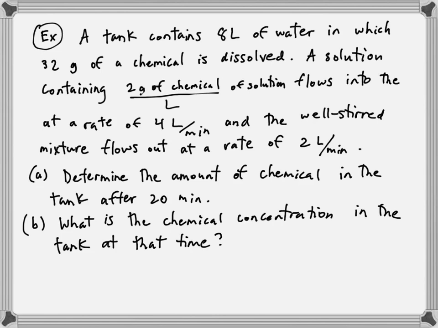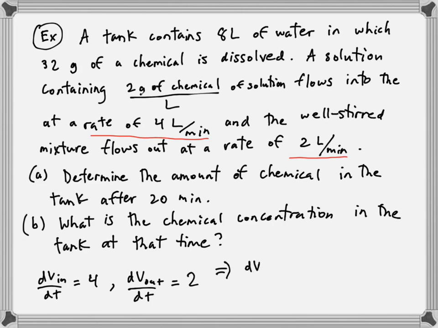Okay, so I'm going to just follow the steps that I wrote down. Let's start by trying to find our volume formula. This should be the easy part because it says that we're coming in at a rate of 4 liters per minute and we're coming out at a rate of 2 liters per minute. So dV in dt is 4 and dV out dt is 2. So this implies that dV dt is equal to 4 minus 2, which is 2. In other words, the volume of the tank is changing at 2 liters per minute.